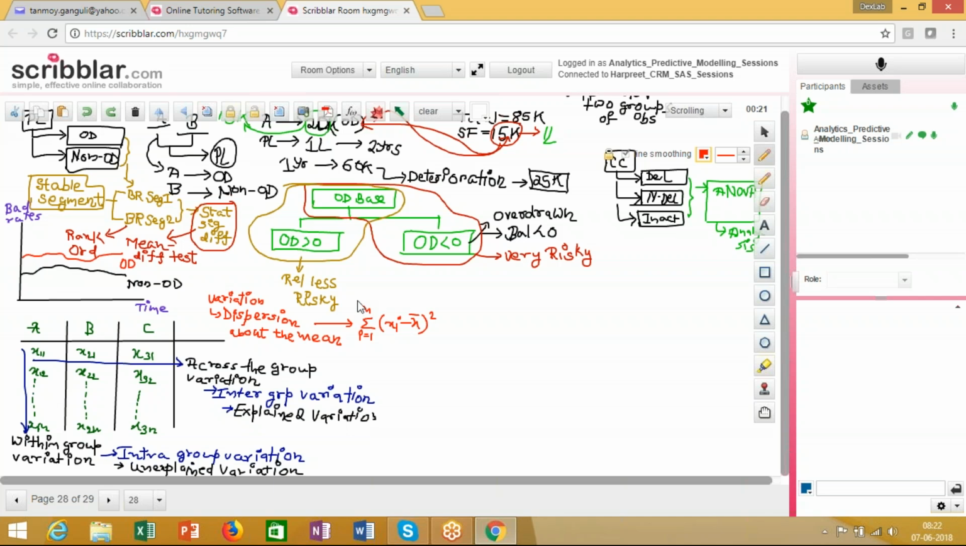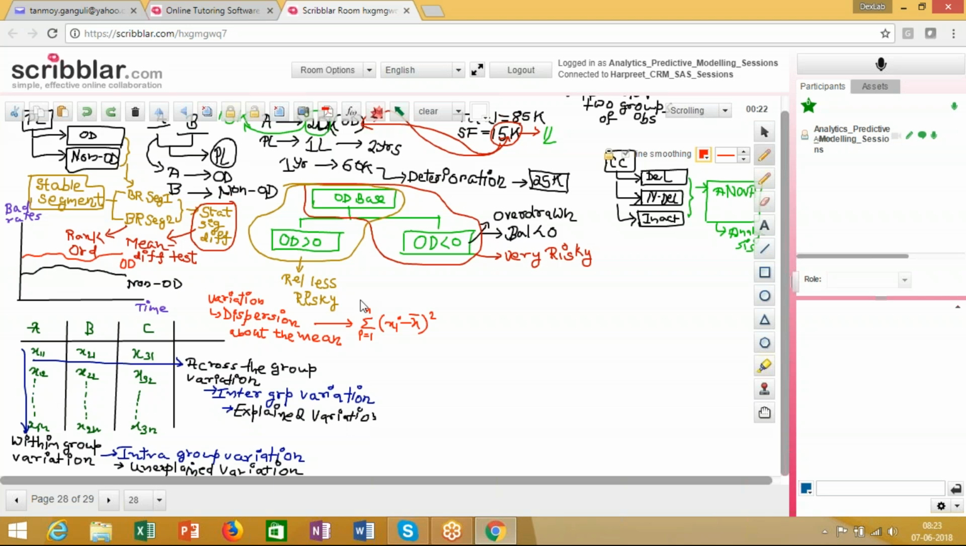Here, what we have is the variation, which is the dispersion. The across the group variation, known as the intergroup variation, is the explained variation, because that is the source of variation which I can explain. I can say that as I move from A to B and B to C, you will observe that the mean or the behavior is changing, and I can explain that source of the variation.